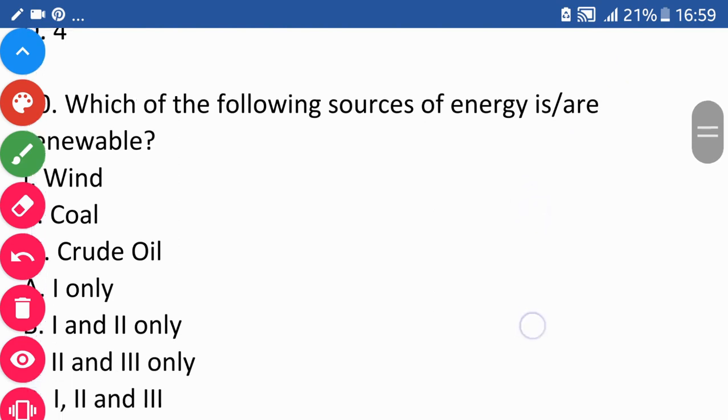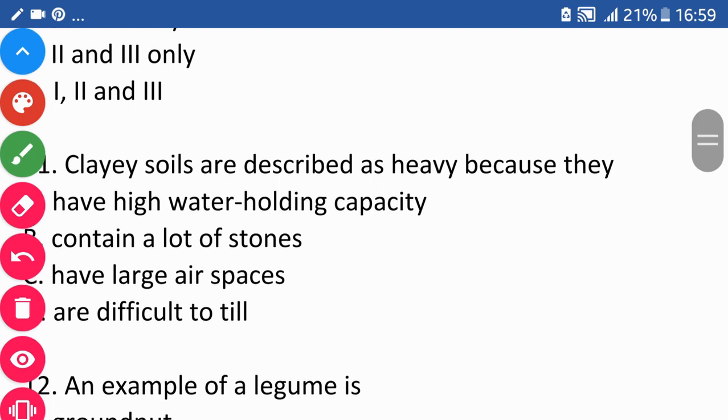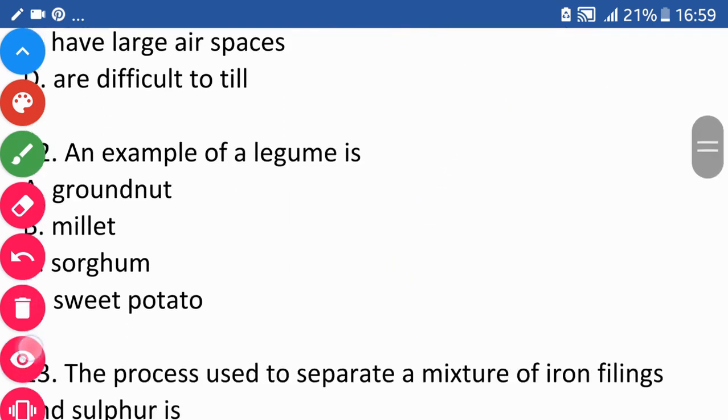Question number 10. Which of the following sources of energy is or are renewable? Renewable source of energy, wind. So the answer is A, wind. Clay soils are described as heavy because they have high water holding capacity. Number 12. An example of legume is a granite. Granite is a legume.